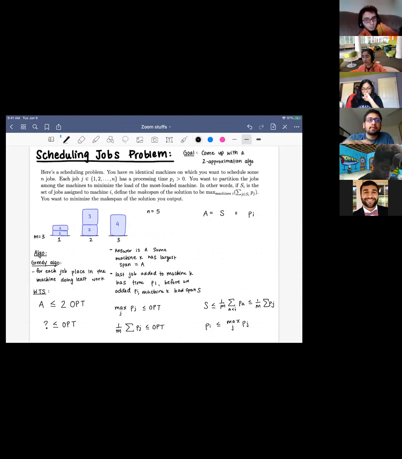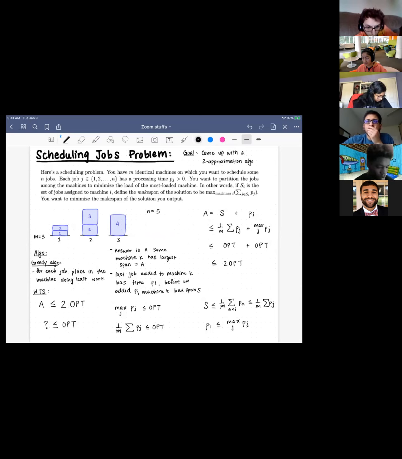So now we have this one bound on S, we have this one bound on PI, so we can kind of string them together and get that A is less than or equal to the average span plus the maximum job. But we already bounded those two quantities by opt, so we know A is less than or equal to opt plus opt, which is 2opt. And that's what we wanted to show.